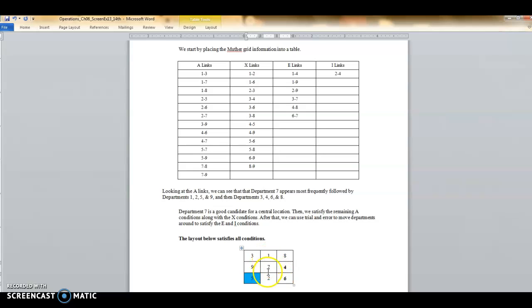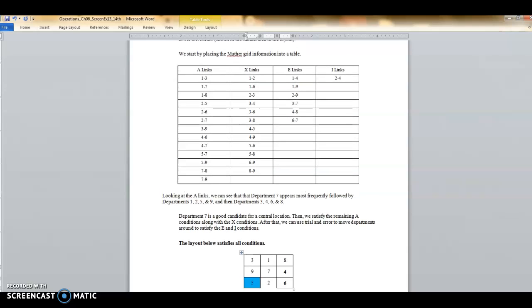5 and 6, they're not adjacent, they don't touch. 5 to 8, not adjacent, they don't touch. 6 to 9, they're not adjacent, they don't touch. 8 to 9, they're not adjacent, they don't touch. So we've met basically all the conditions here.